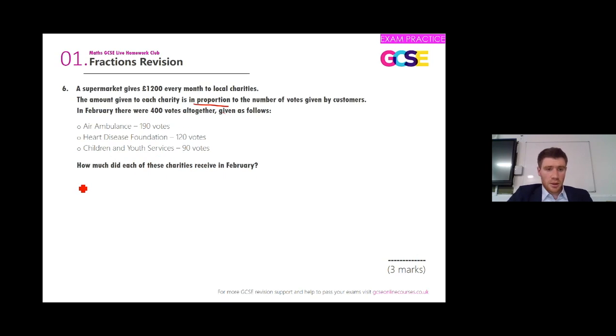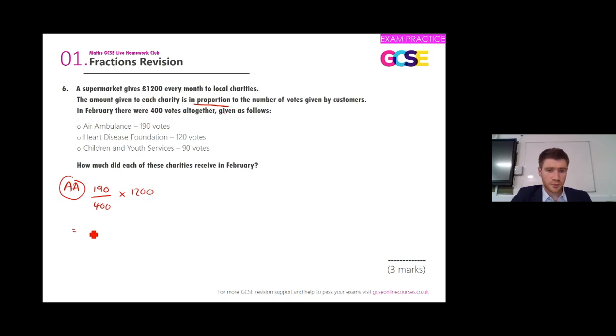Well, for Air Ambulance, I note down AA, circle it. I'm going to do 190 out of 400, and I'm going to times that by 1,200. Okay, you can simplify this a little bit, but actually I'm not going to simplify it because I know how many 400s go into 1,200, 3 of them. So that's actually not too bad. And then I'll times my 190 by 3. Remember, divide by the denominator, then times by your numerator.